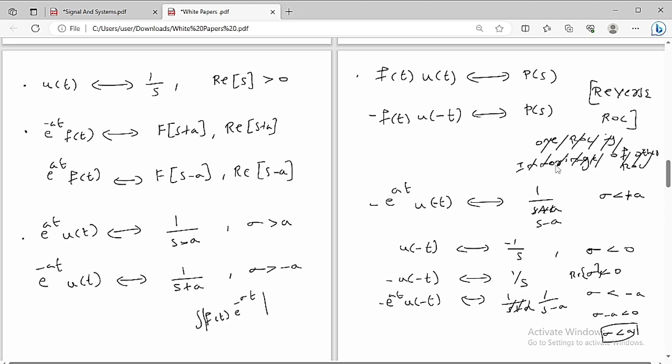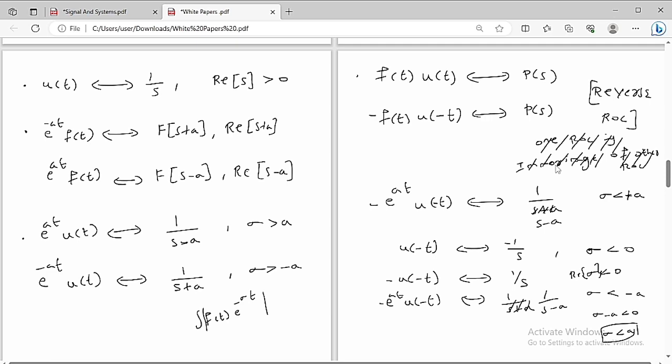What I am trying to say is very simple. E to the power of at into u of t has the Laplace transform 1 by s minus a, with the real part of s greater than a, sigma greater than a. E to the power of minus at into u of t has the Laplace transform 1 by s plus a, with an ROC sigma greater than minus a. Whereas minus e to the power of at into u of minus t has the Laplace transform 1 by s minus a, with an ROC sigma less than plus a.